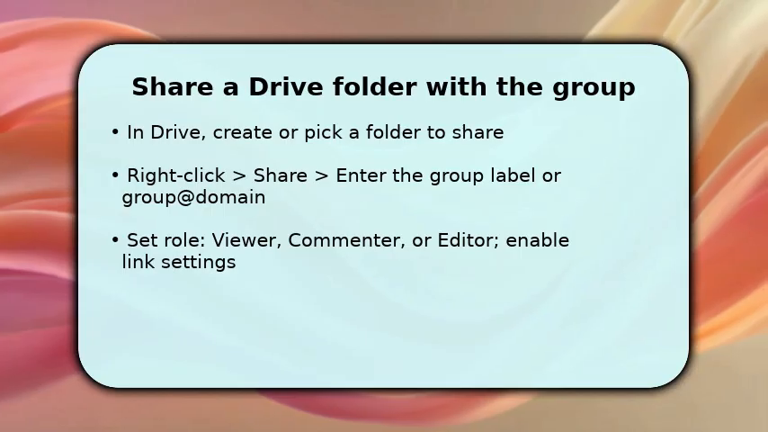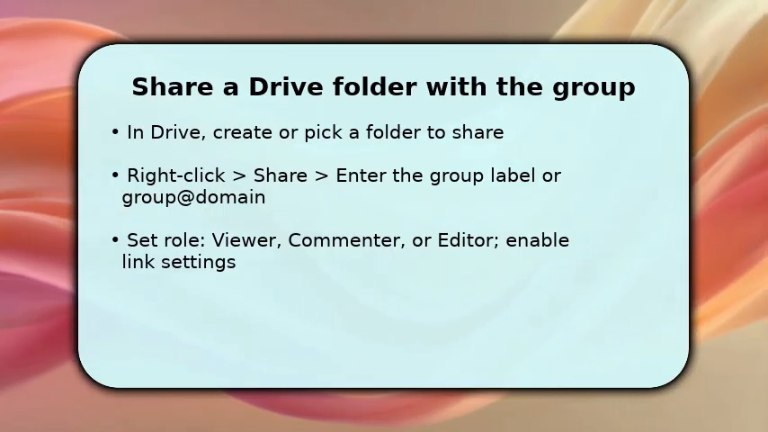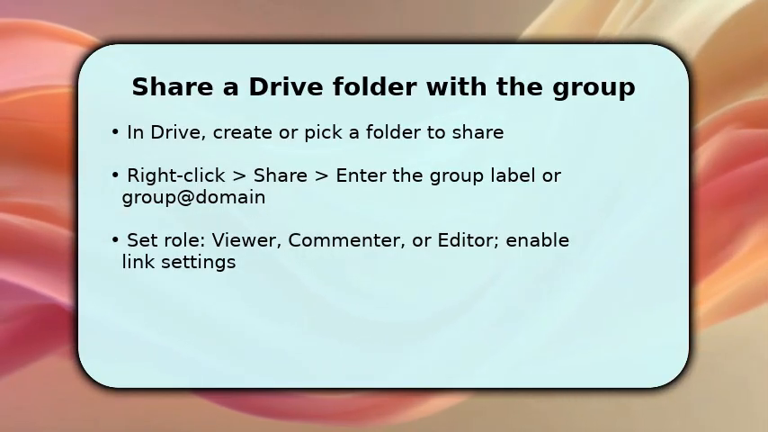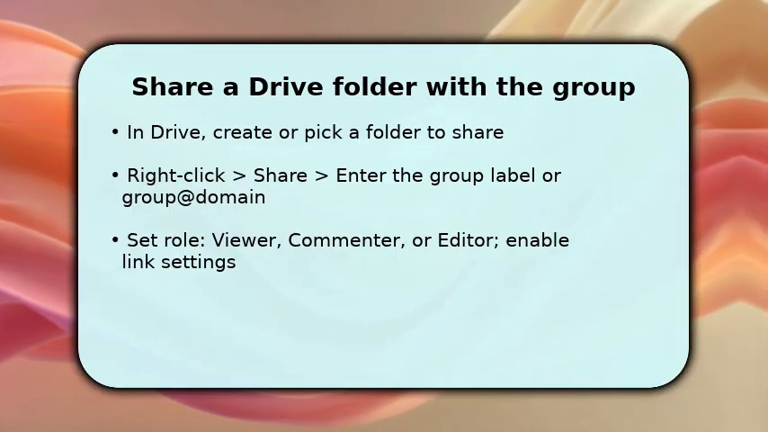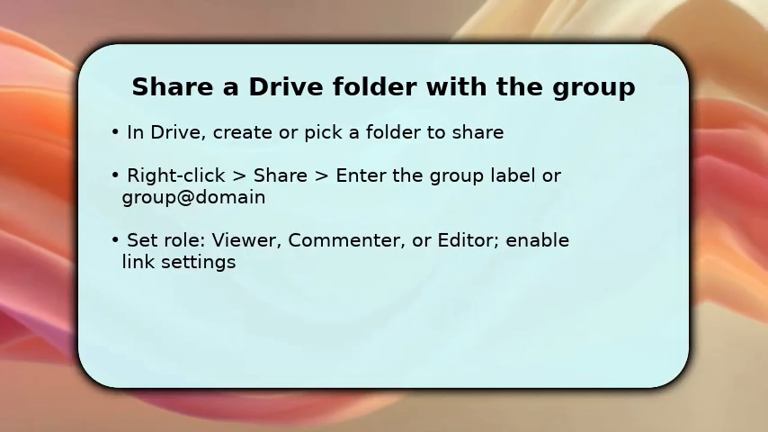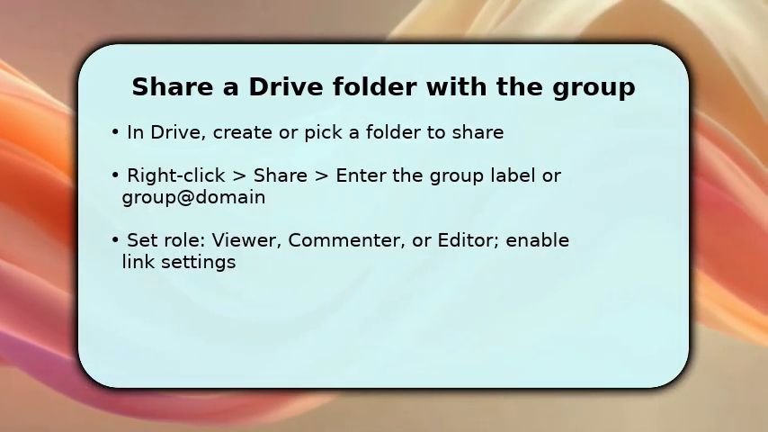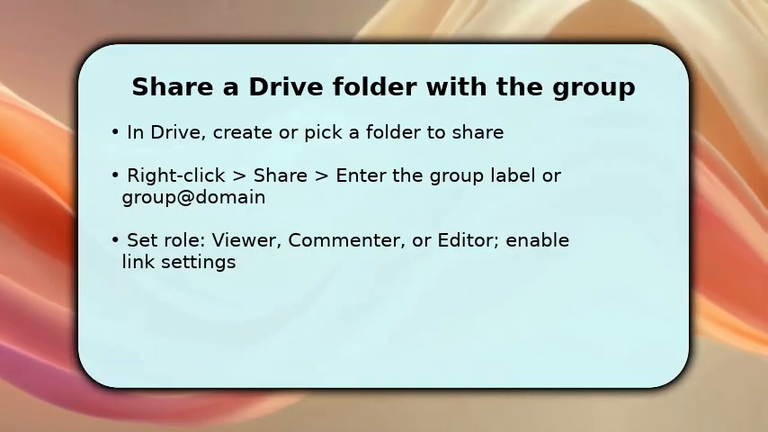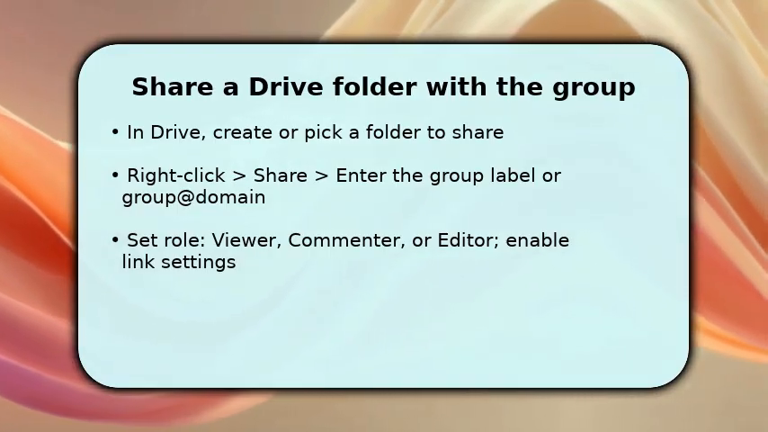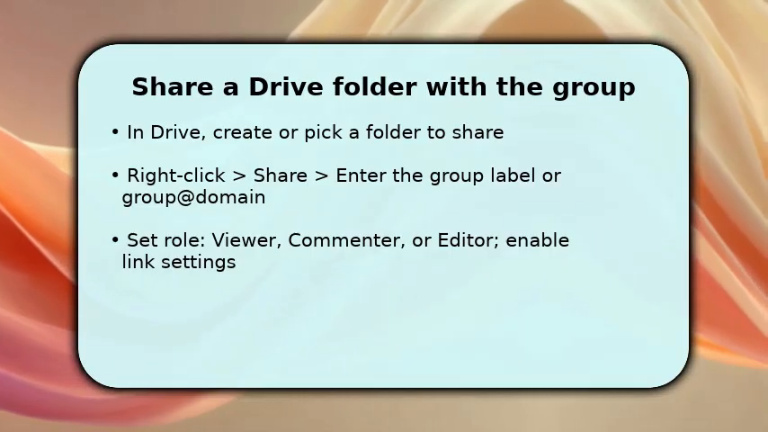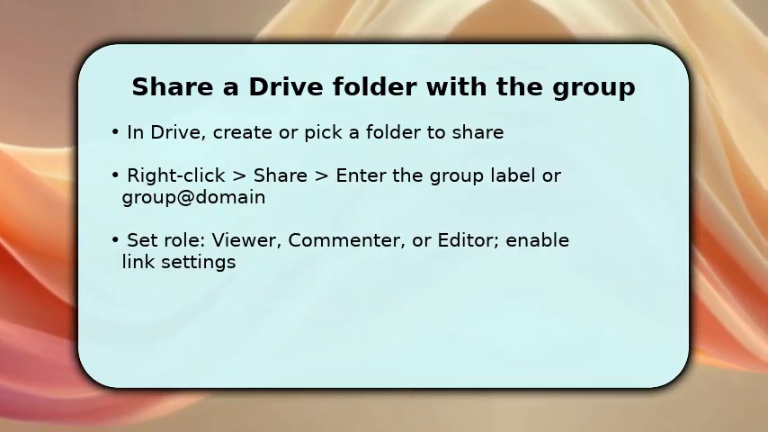Next, go to Google Drive and pick the folder you want the group to access. Right-click the folder, choose Share, and in the People field type the label name or the Google Group email. Drive will resolve your contact's label or group address. Then choose a role, viewer, commenter, or editor, depending on what you want them to do. Also click Settings to restrict editors from changing permissions if needed.